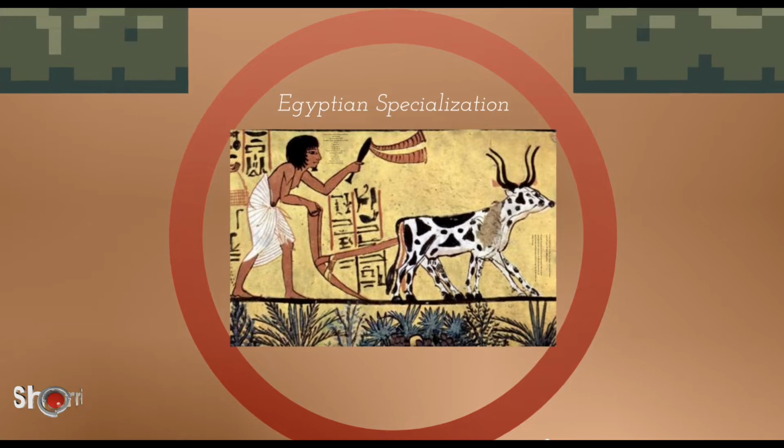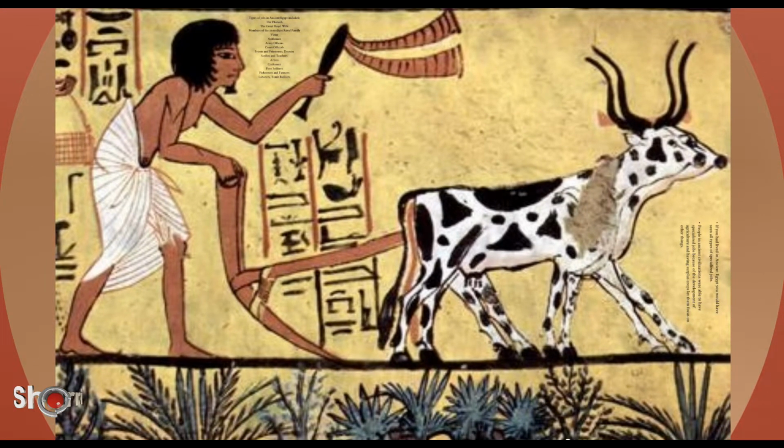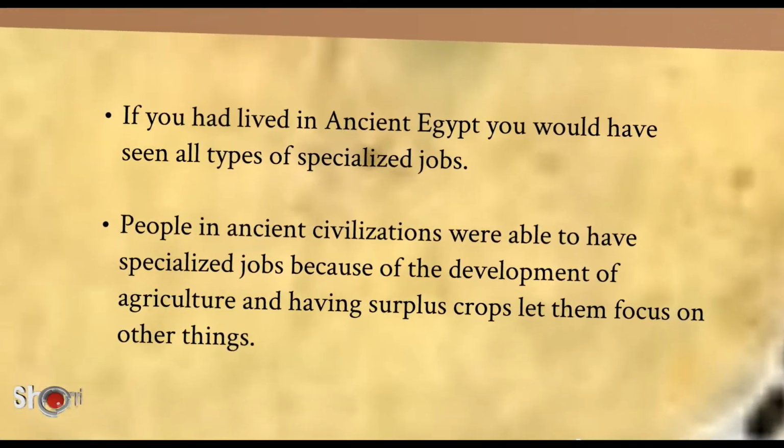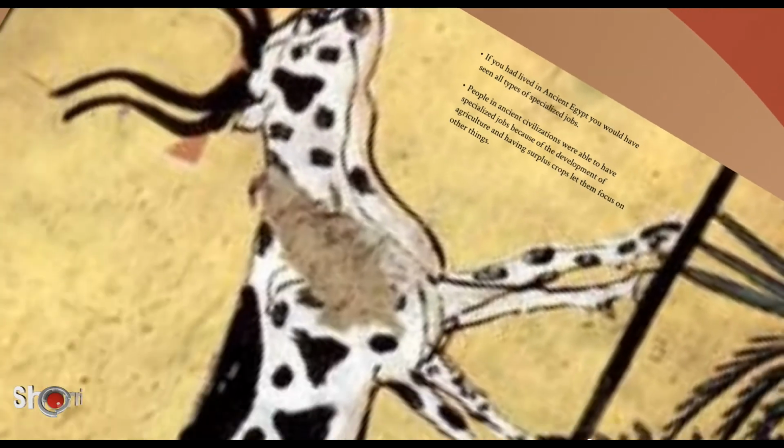Egyptian specialization. If you had lived in ancient Egypt, you would have seen all types of specialized jobs. People in ancient civilizations were able to have specialized jobs because of the development of agriculture, and having surplus crops let them focus on other things.